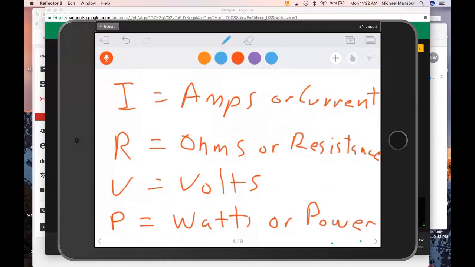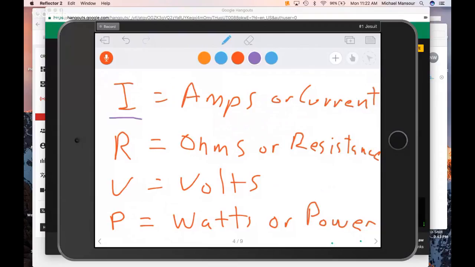All right, hello everyone. I'm going to be telling you a little bit today as a review of Ohm's law and Watt's law. Before we start, we need to look at what are the terms that we need to know with regard to using Ohm's law or Watt's law.